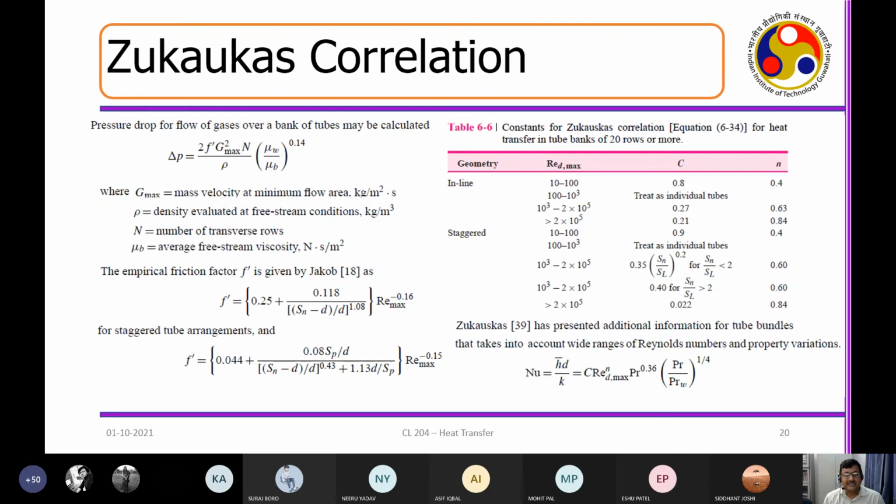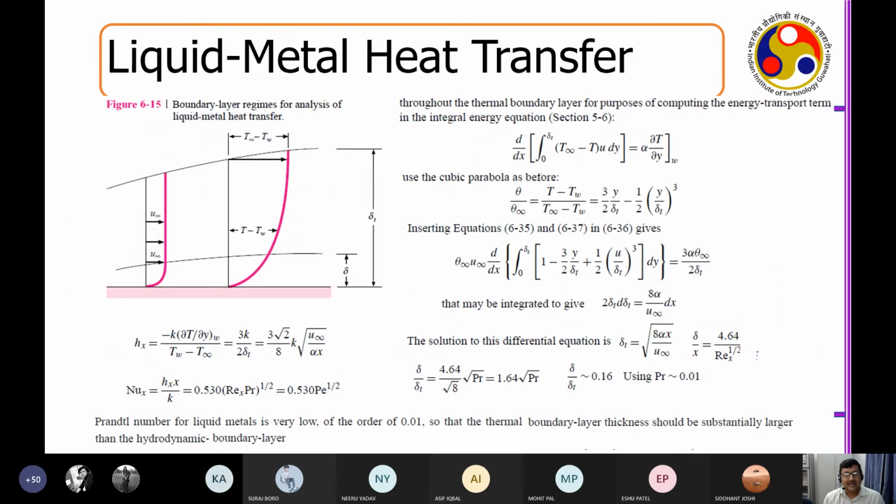Now, my last question is: is there any situation where the thermal boundary layer is thicker than the hydrodynamic boundary layer? In the last 3-4 lectures, I always said that the thermal boundary layer will always be thinner than the hydrodynamic boundary layer. But there are exceptions.